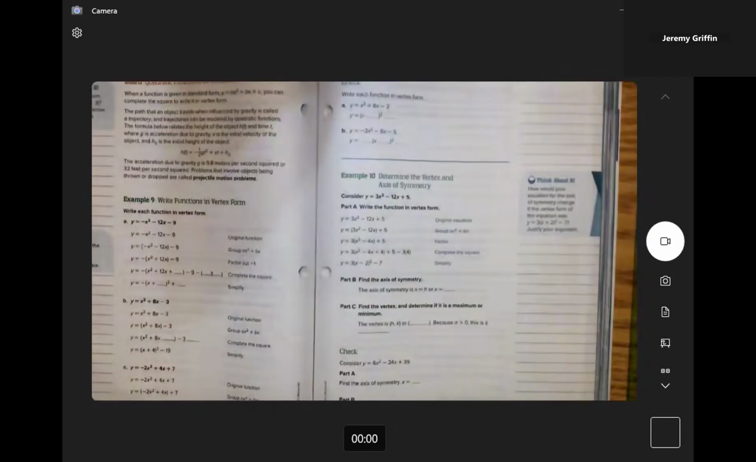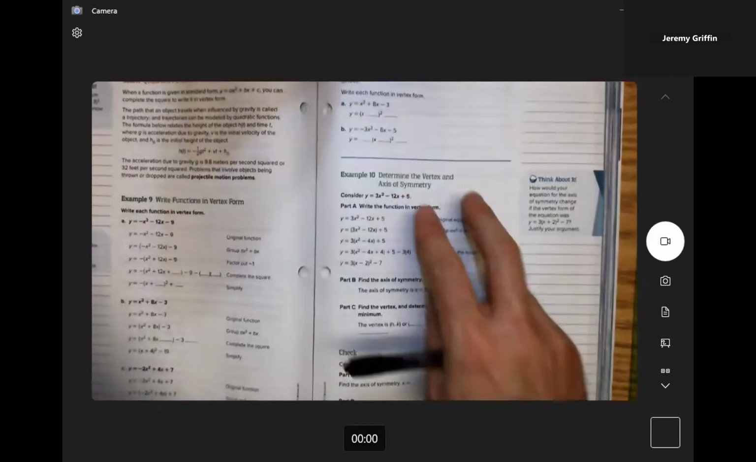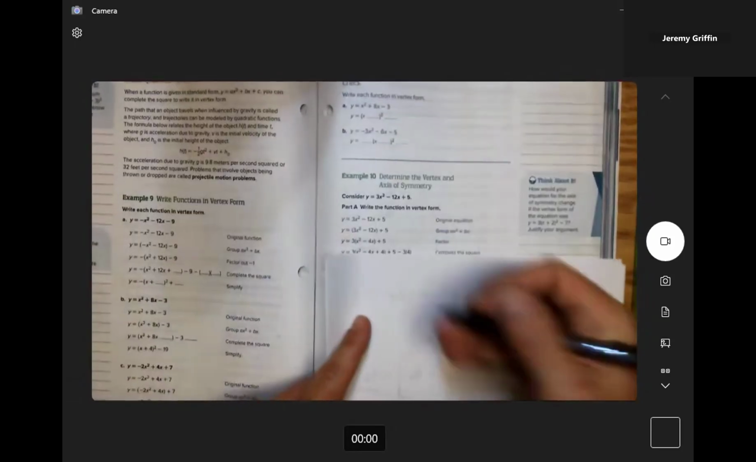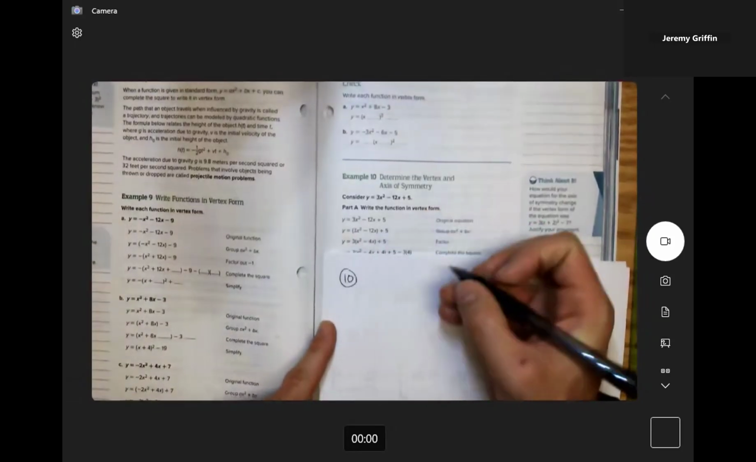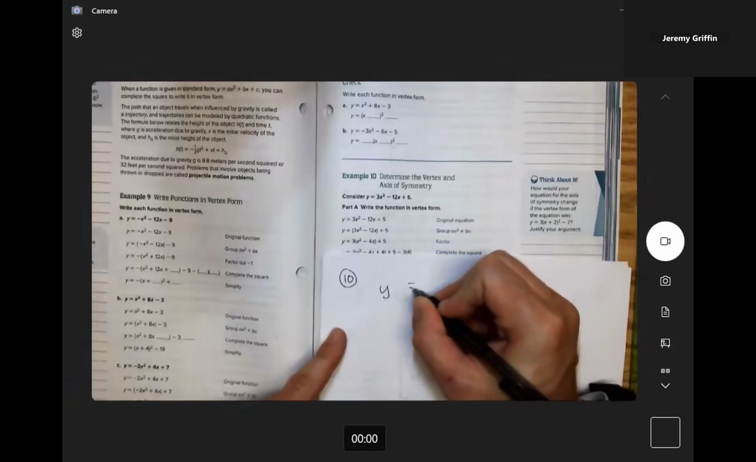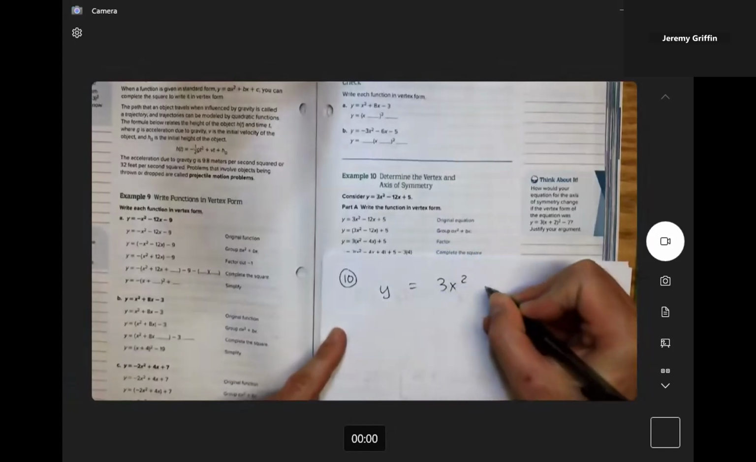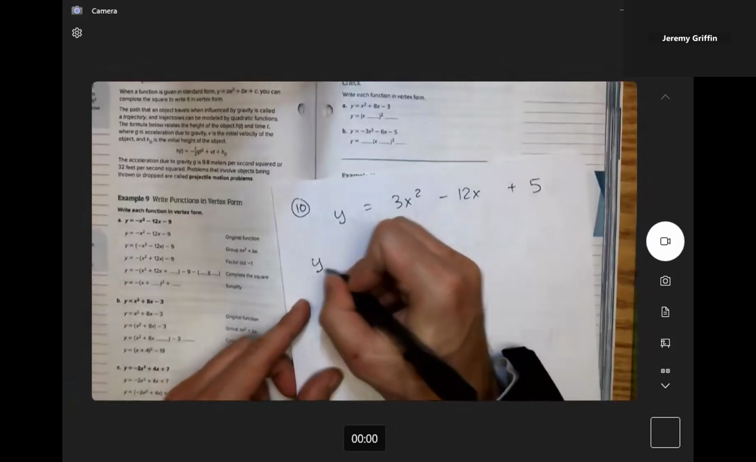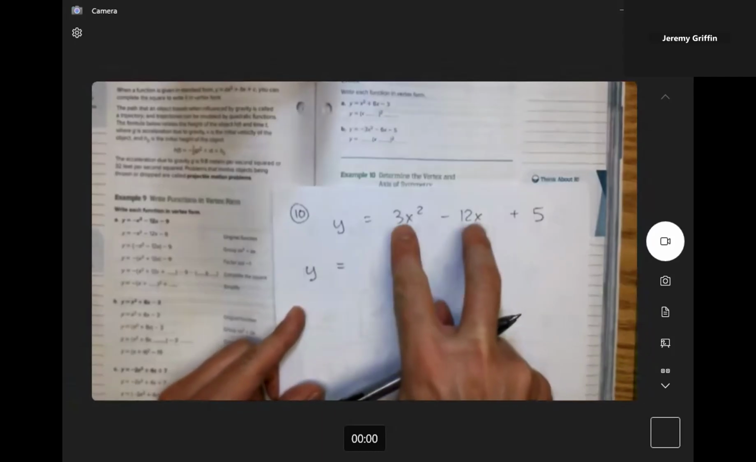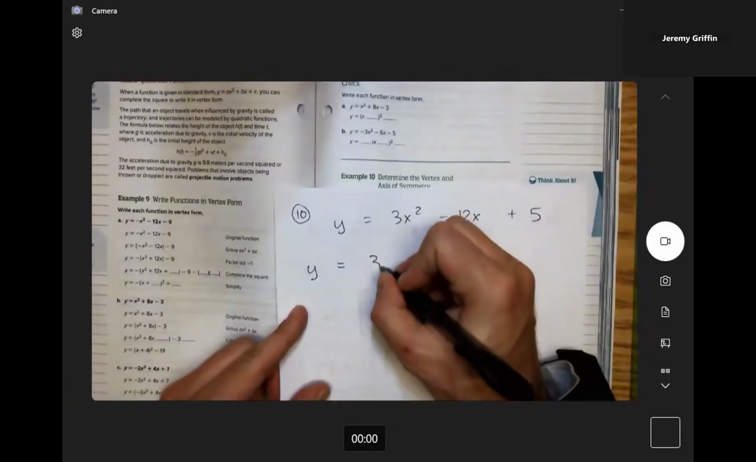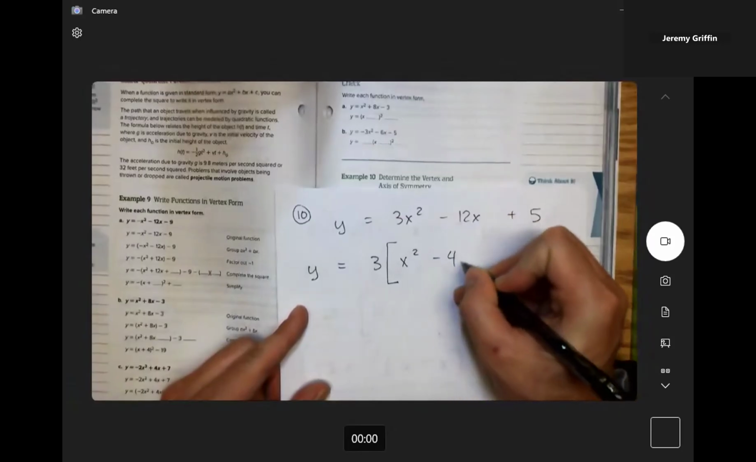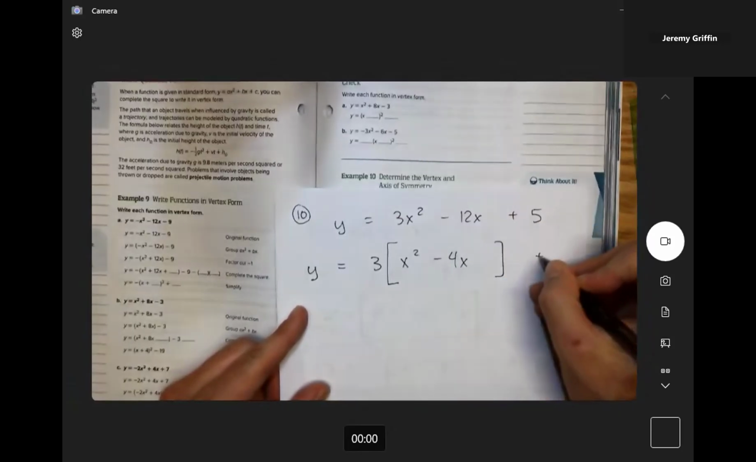All right. And example 10, determine the vertex and axis of symmetry. It sounds really similar to what we just did. Yeah, there's a y equals and the whole thing. So I think this is very, very similar to what we just did. y equals 3x squared minus 12x plus 5. So right away I see these terms I could pull 3 out. So 3, and then I have an x squared minus 4x. Now I still have this plus 5 over here.